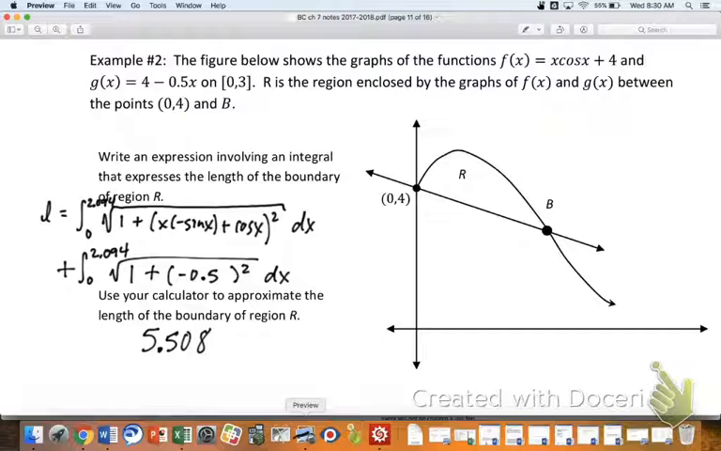Liz, did you ever figure out the whole non-real thing? Yeah, I didn't square it. Got it.